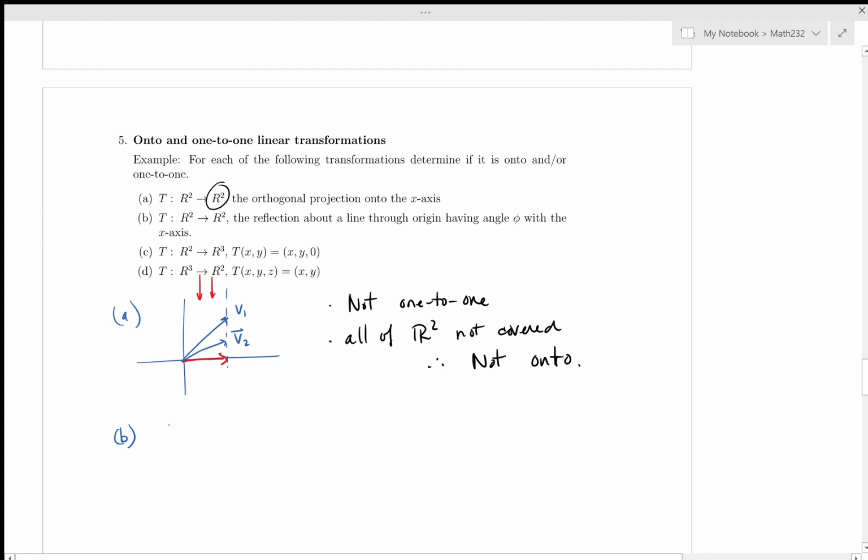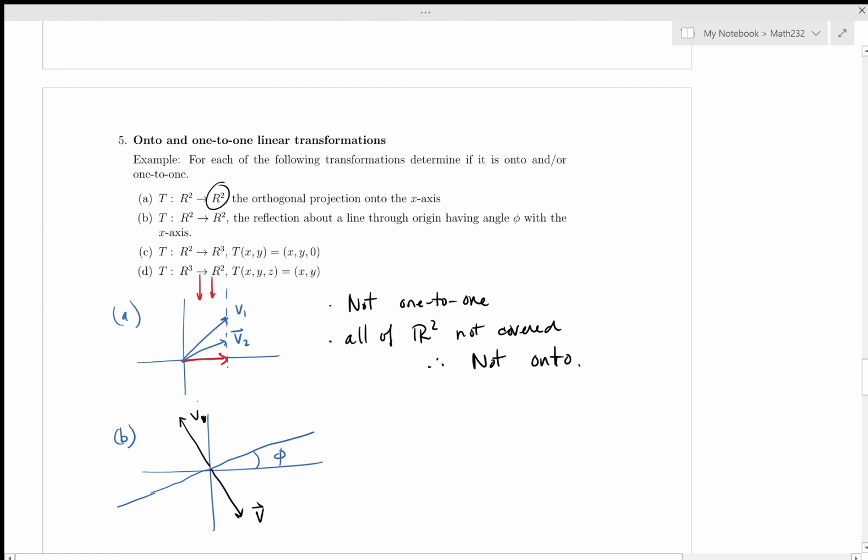We've got what is B? A reflection at angle phi with the x-axis. So this is this guy here. We have some line here. I always have basically the same line when I do a reflection. Okay, we have some line here making an angle of phi with the x-axis, and then we reflect about that line. So we can take, for example, some vector here and reflect it about that line there, and it would show up over here.